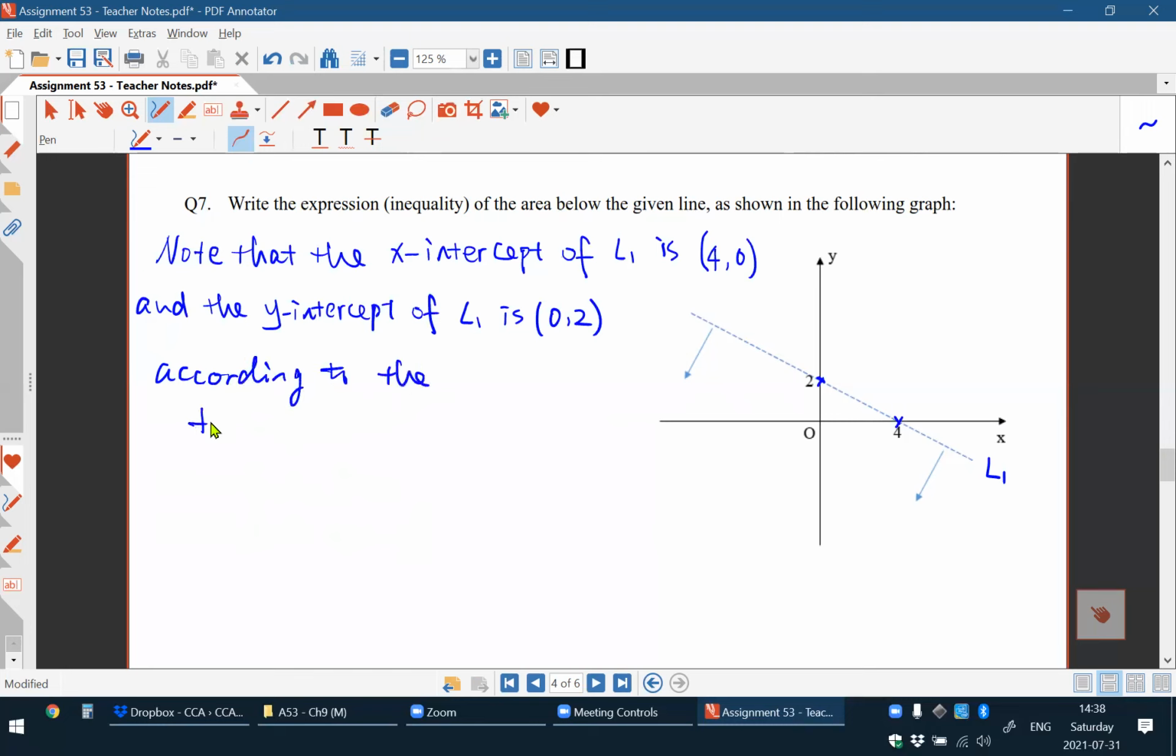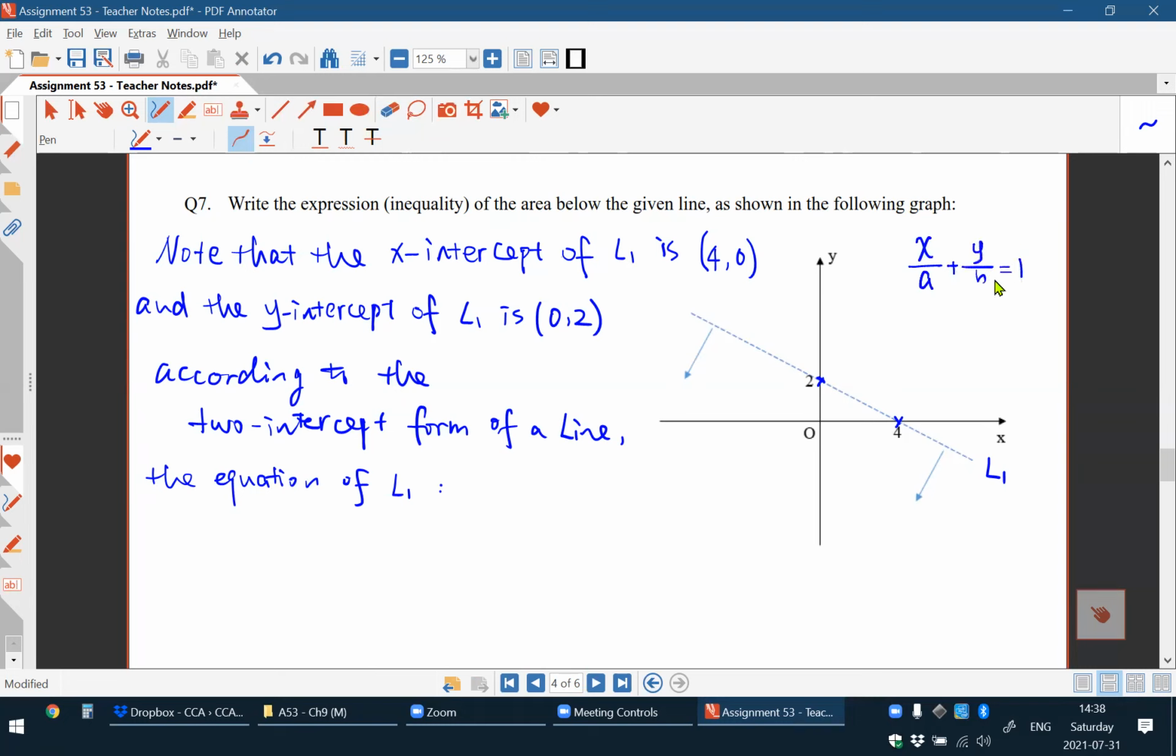So according to the two-intercept form of a line, the equation of line 1... Okay, remember, what is the two-intercept form? Two-intercept form is x over a plus y over b equals 1. This is the two-intercept form of an equation of a line. A is the x-coordinate of the x-intercept. B is the y-coordinate of the y-intercept, right? So according to the two-intercept form, the equation of line 1 is x over 4 plus y over 2 equals 1, right?